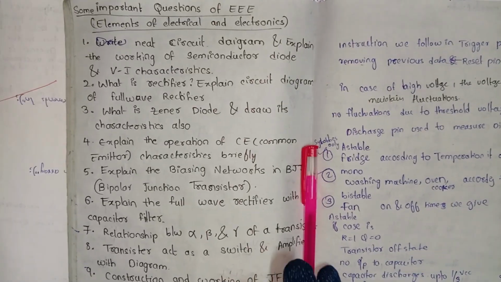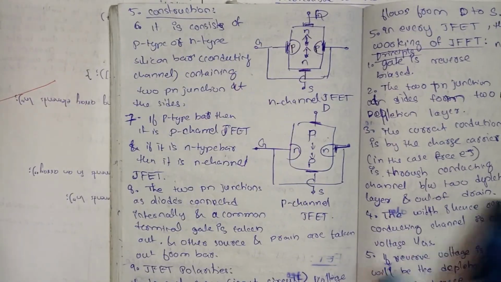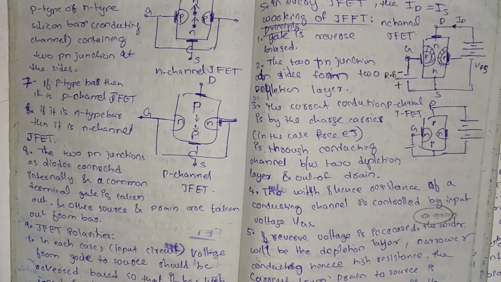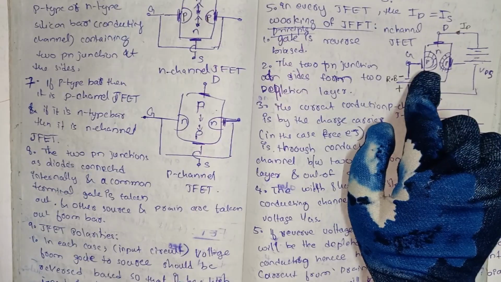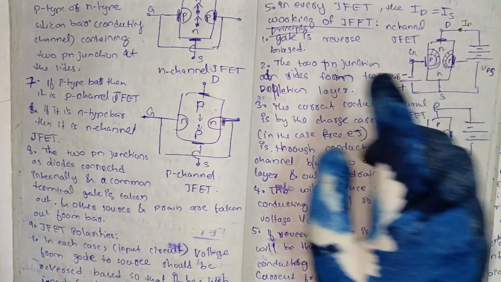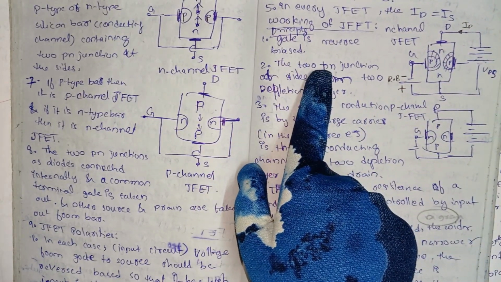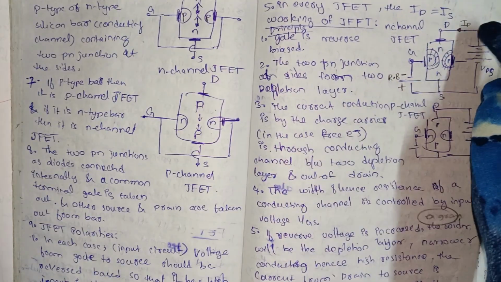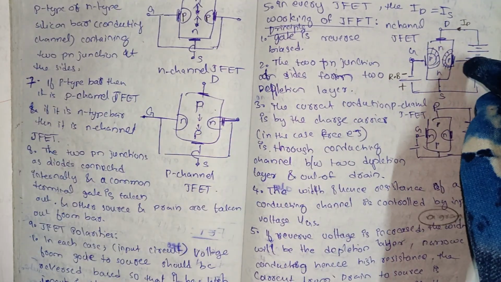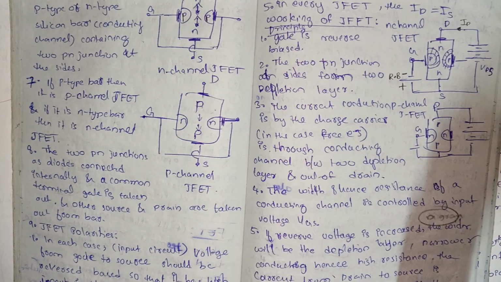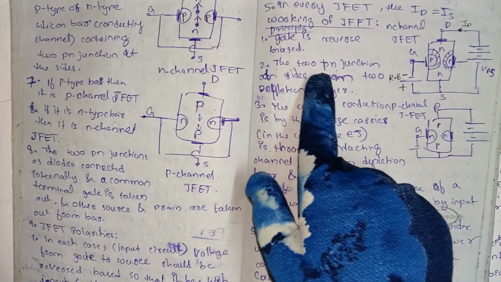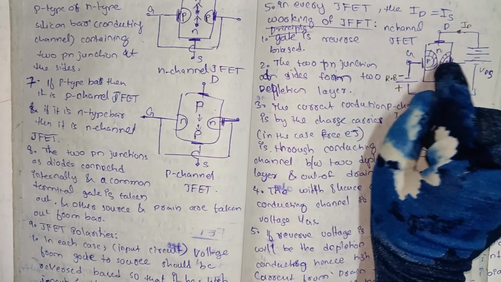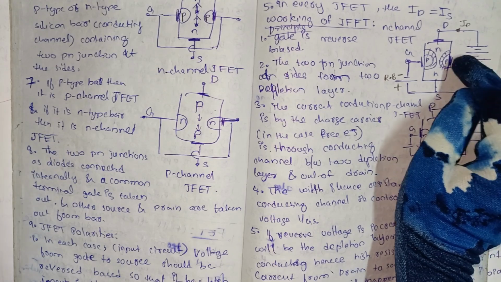Then we will see the working of JFET. In the working of JFET, the gate is reverse biased, meaning the negative terminal is connected to the p-type substrate and the positive terminal is connected to the n-type substrate. The gate is of p-type material, and the drain and source are taken from the n-type channel. The two p-n junctions, side by side, form two depletion layers, which I have indicated by cross lines.